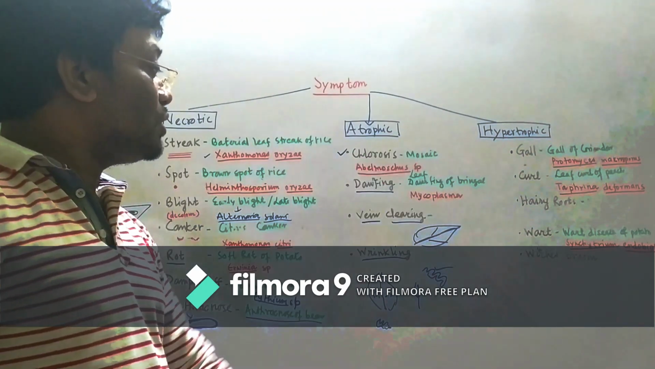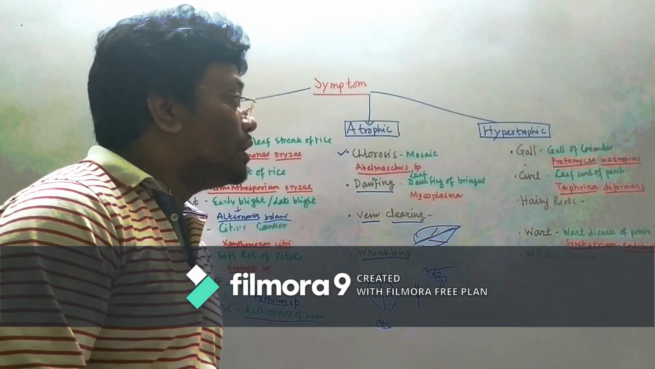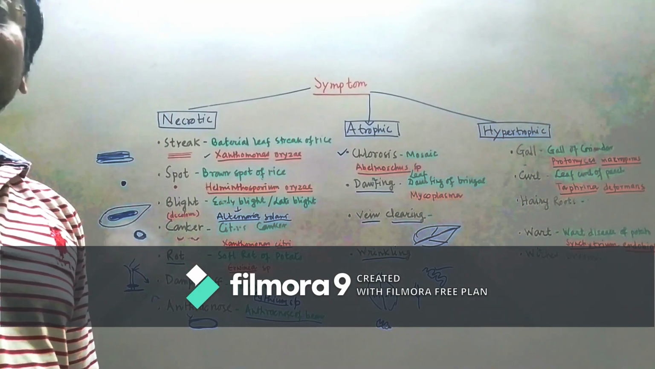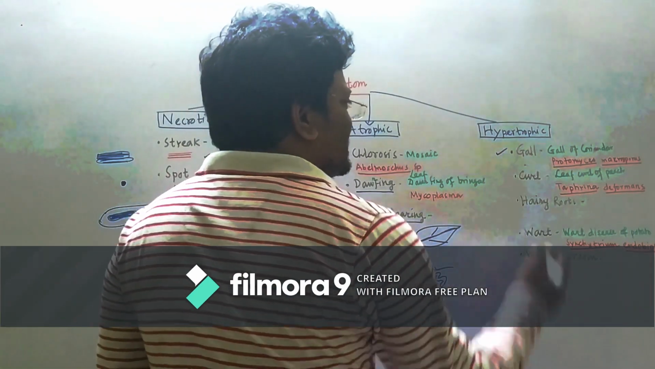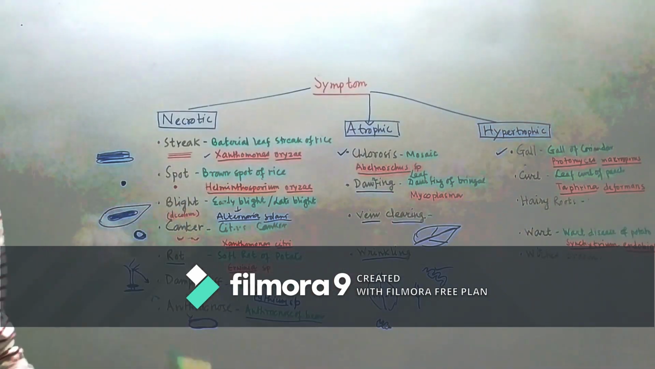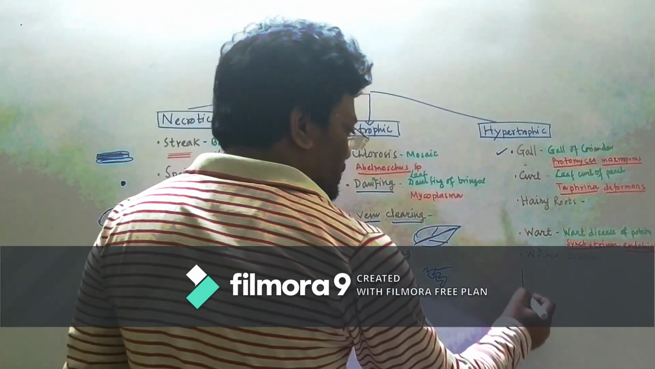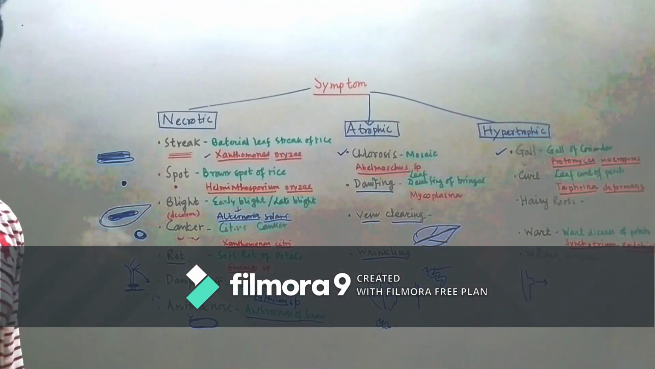And the third one is hypertrophic symptoms. These are gall, hairy roots, wart, and witch's broom. Gall is an excess growth of stem or leaf. That is gall of coriander, caused by Protomyces.